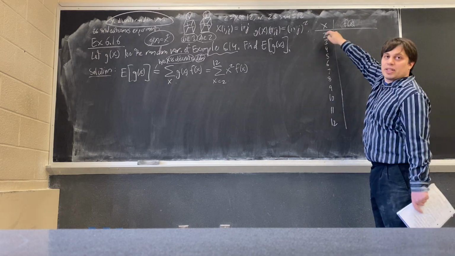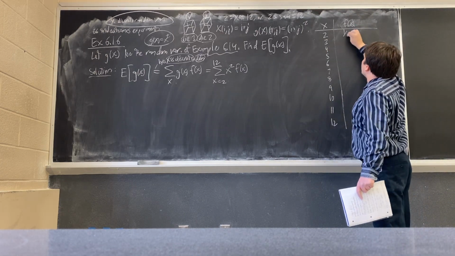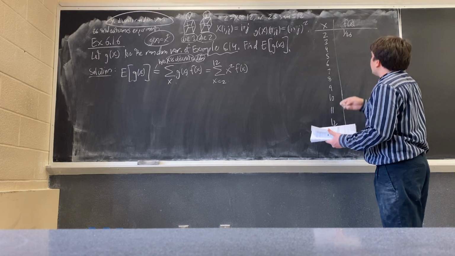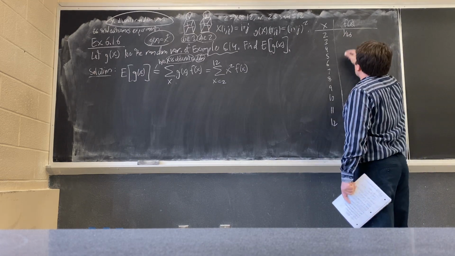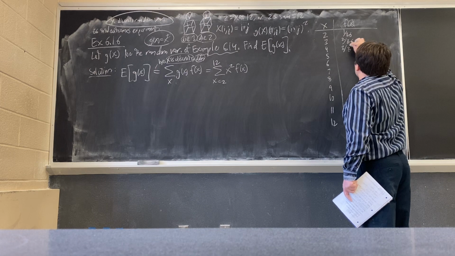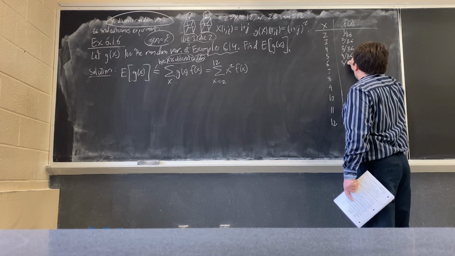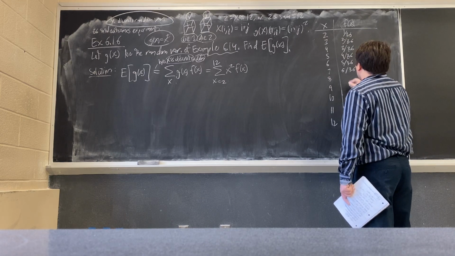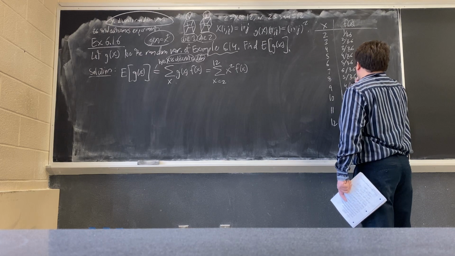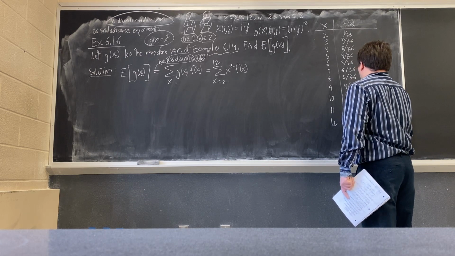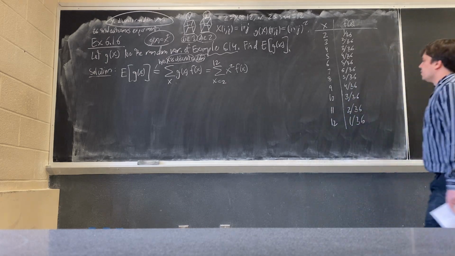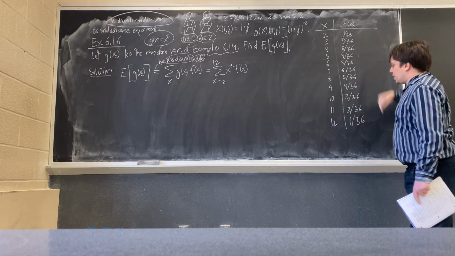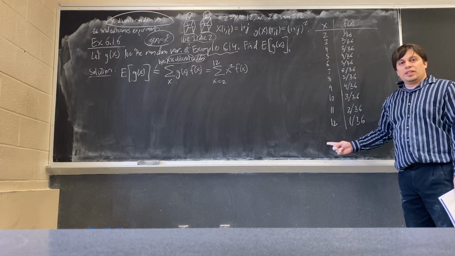So f of x is the probability of any of these sums. So the probability of a sum being 2 is if each is 1, and it's 1 over 36. Probability of 3 is 2 over 36, this is 3 over 36, this is 4 over 36, this is 5 over 36, this is 6 over 36, and this is 5 over 36, this is 4 over 36, this is 3 over 36, this is 2 over 36, and 1 over 36. Okay, so these are the probabilities of each of these sums when you roll 2 dice.